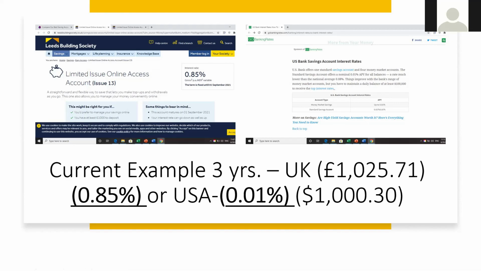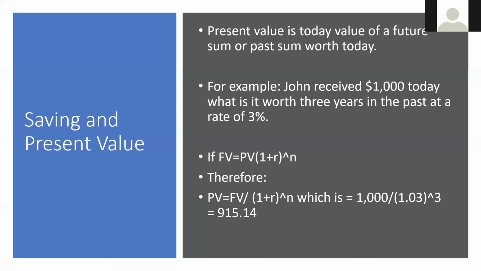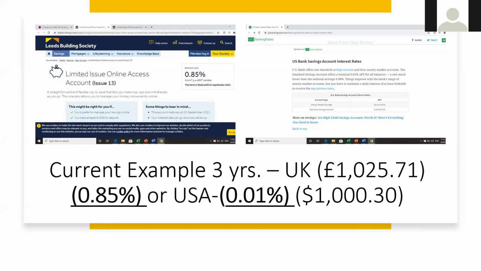Okay, now let's look at here. What is important to note in terms of the reality, and this is my question to you, do you think it's good for you to put 1,000 in the bank and get 25.71 after 3 years? Is that all right? What do you think about that?